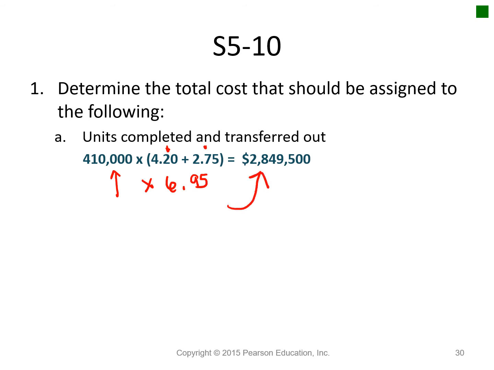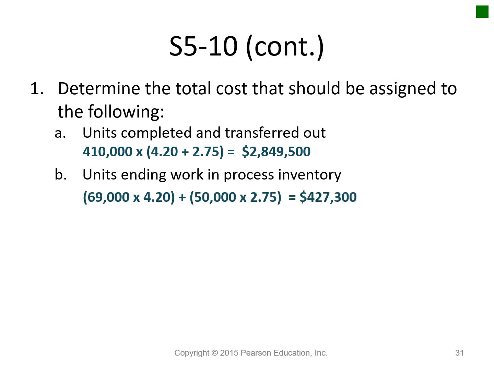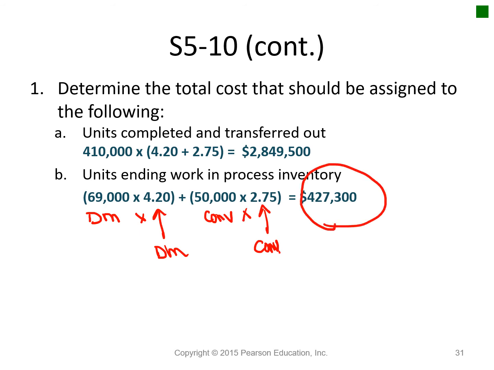2,849,500 is how many dollars you're going to transfer out. Now, to determine what's going to be in the ending work in process, they gave you the breakdown. So of the direct materials, it was 69,000, and for conversion, it was 50,000. So now you have to go back to the individual cost per equivalent units for direct materials, and again for conversion, which they've already given you, and then you just have to multiply those out, and you can add it together, and then that's going to give you your total ending work in process balance.